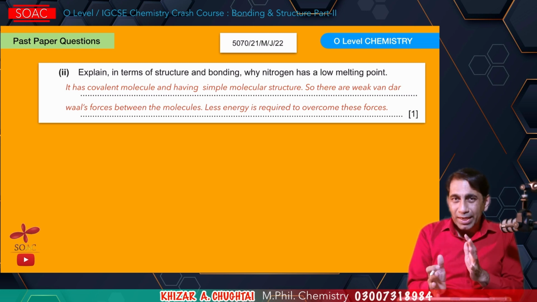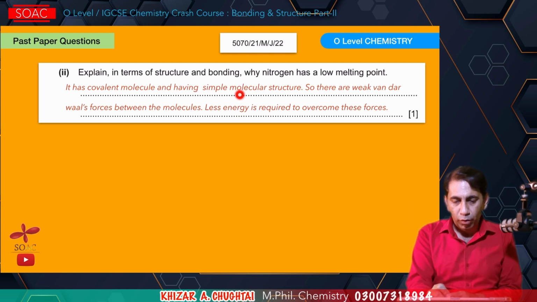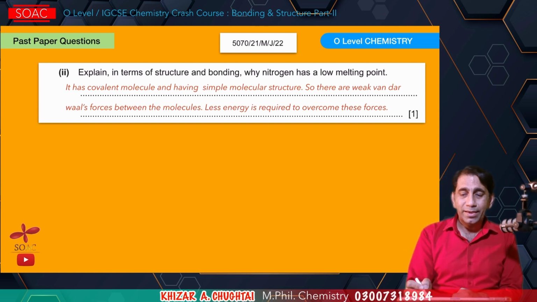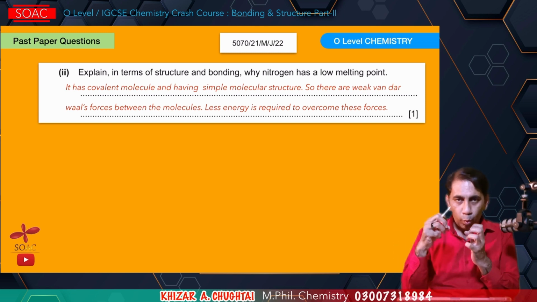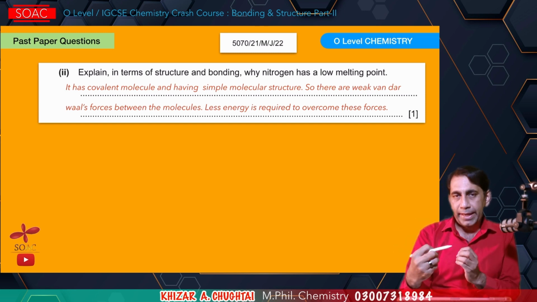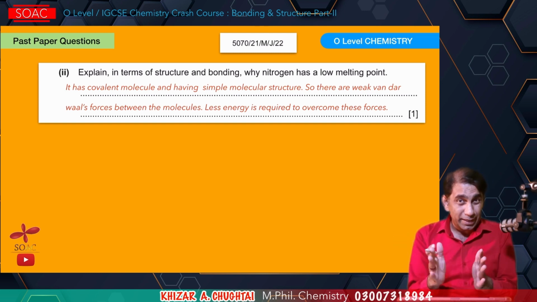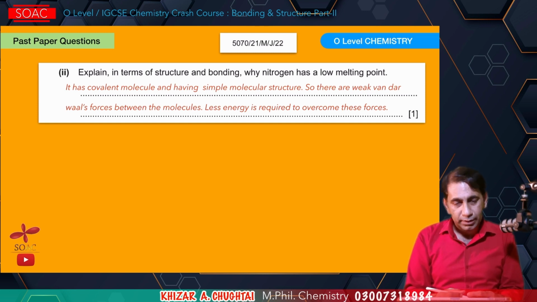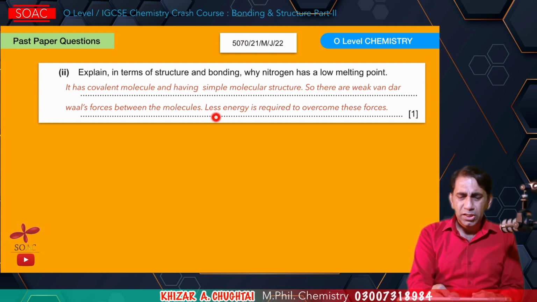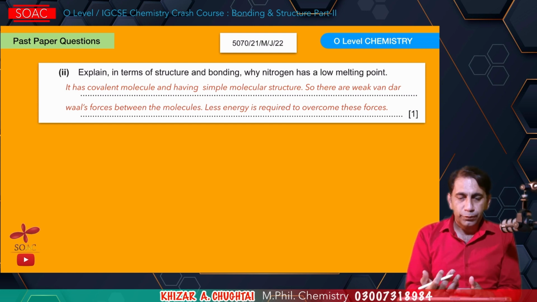So there are weak intermolecular forces between the molecules. Number one, it is a simple covalent molecule with a simple covalent structure. Number two, there are weak van der Waals forces, weak intermolecular forces between one N2 and another N2 molecule. Each two neighboring N2 molecules experience these weak forces, also called van der Waals forces. So less energy is required to overcome these forces.